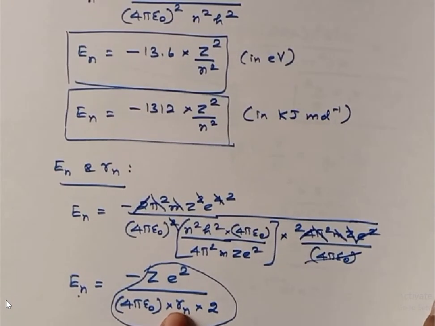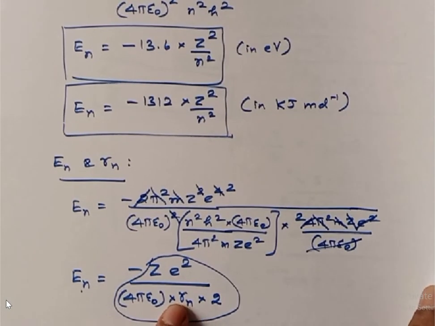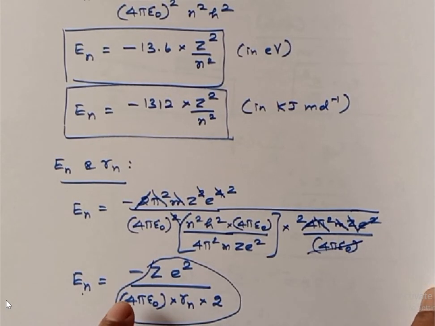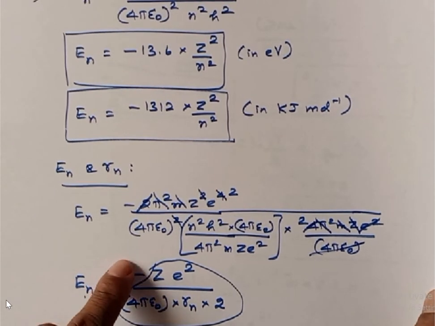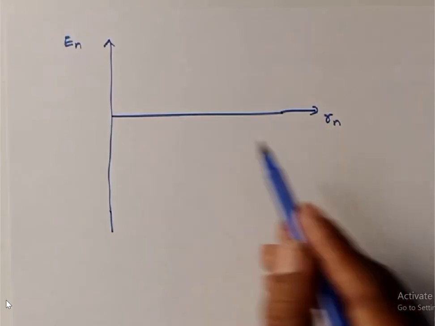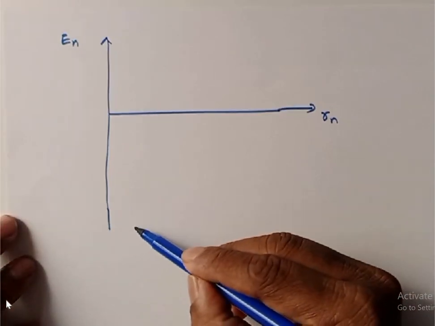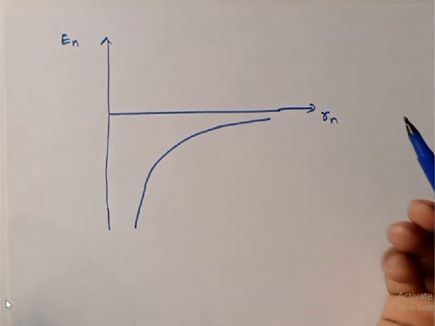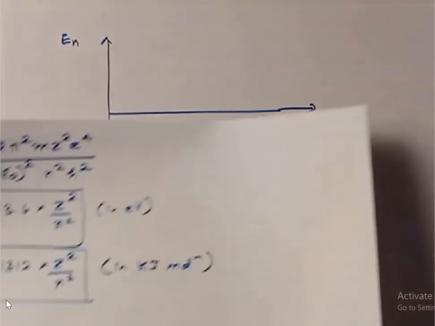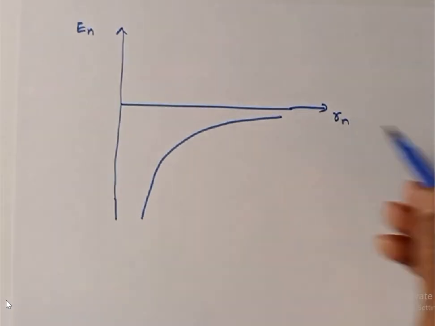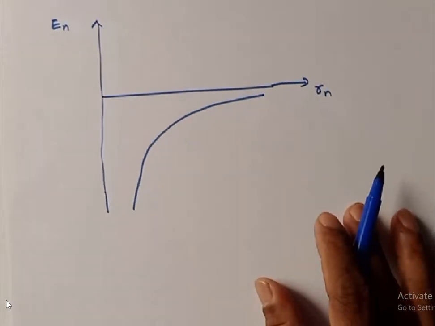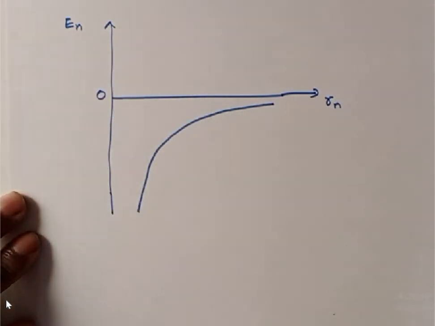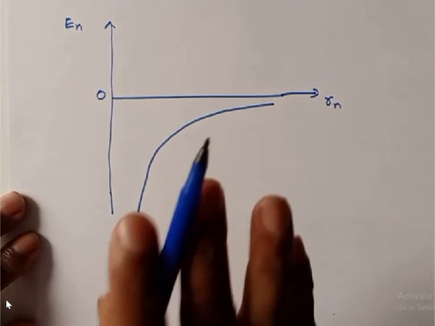Listen, if Rn is very, very small, say for the radius of the first orbit, I'll get the lowest possible energy, in negative, a negative value of energy. So as Rn increases, the energy increases in this manner. When Rn becomes infinity, energy becomes 0. So energy will attain 0 when Rn approaches infinity. This is the relation between energy and the radius of the nth orbit, and the energy values are negative. Keep this in mind.